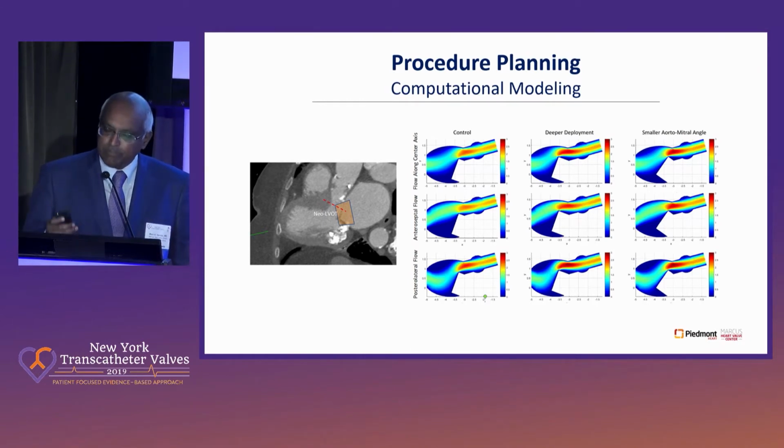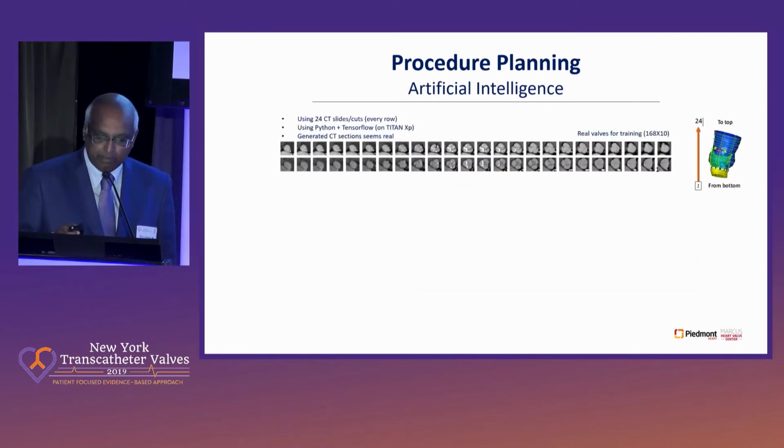And to me, physiology is the ultimate determinant of symptoms, not anatomy. You can have a valve area of 2.3, but it's all flow, flow, and flow. And this is an exciting way to understand what happens rather than just merely measuring LVOT. This is CT computational modeling of flow at different angles.